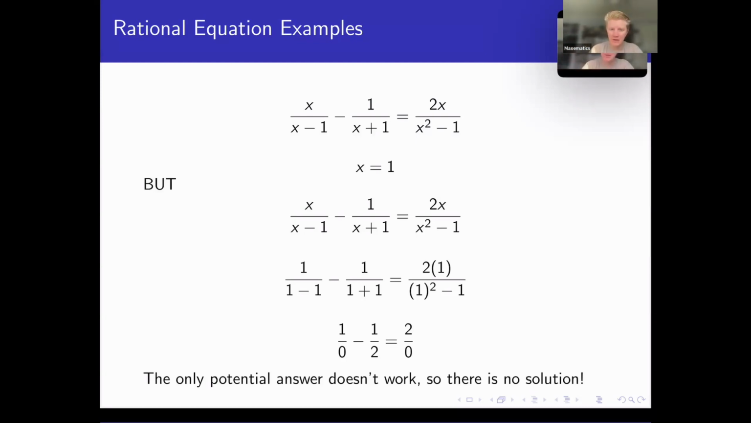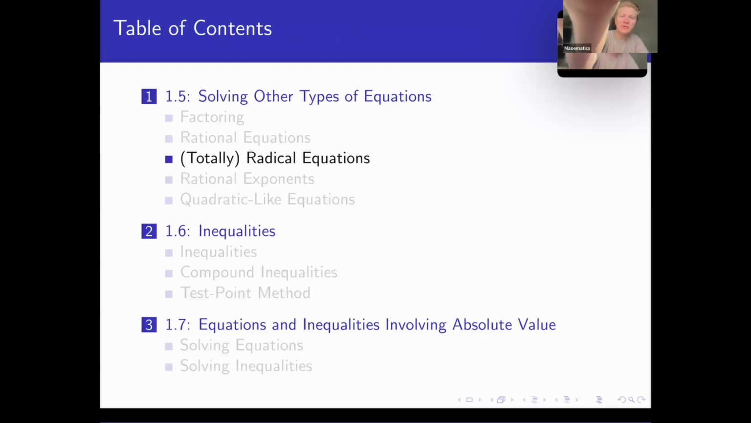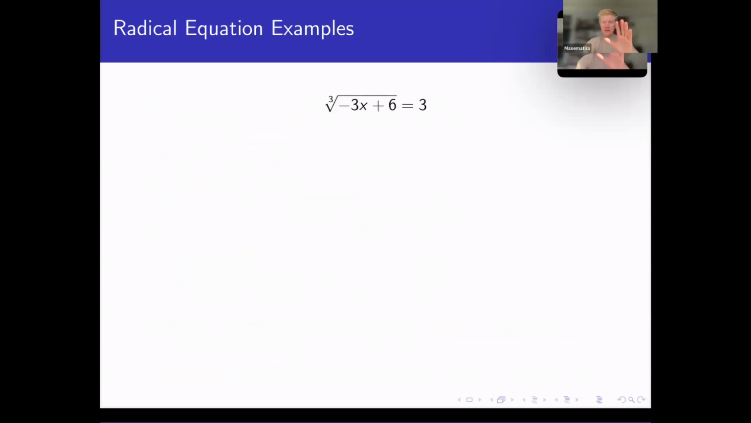Okay, we carry on. So that was rational equations. And what we're going to talk about next are radical equations, or, totally radical equations. Don't laugh at that. That wasn't funny. But radical equations are, you guessed it, equations that have radical signs. That's it.